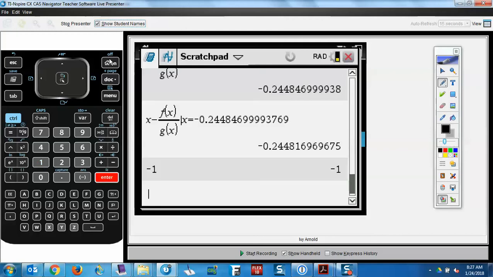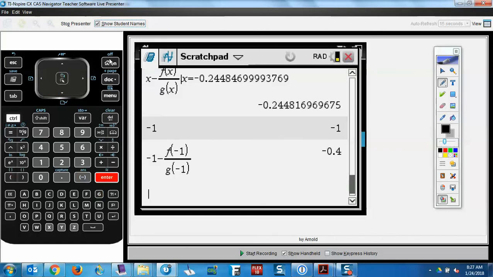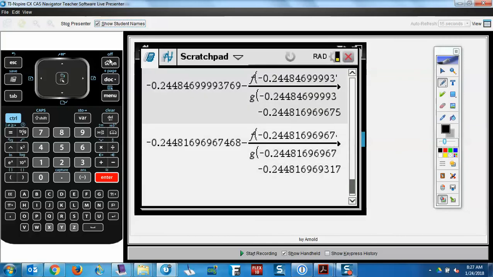And now I want you to type answer minus fraction, and then what? F of answer over G of answer. And so right now, that's going to take -1, so it's just going to stick it in there. Now hit control enter. And then all you got to do is hit enter. Enter, enter, enter. And then you got it, right?